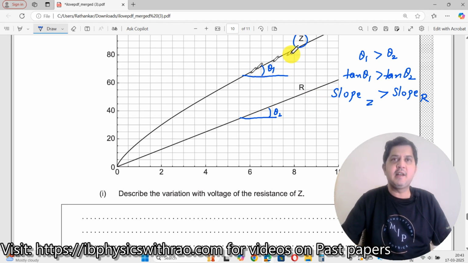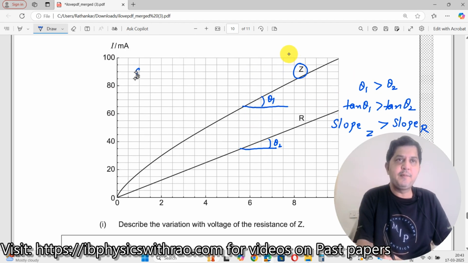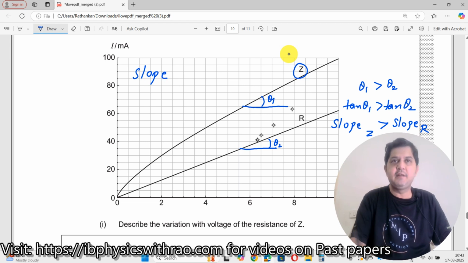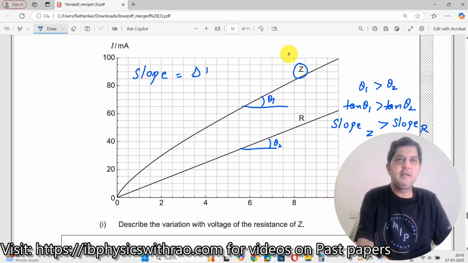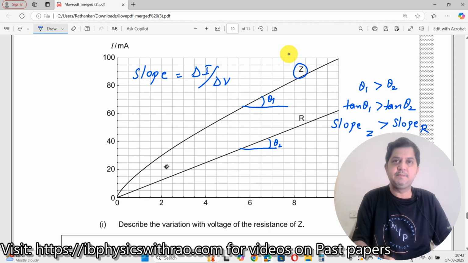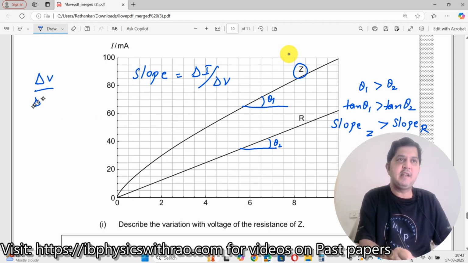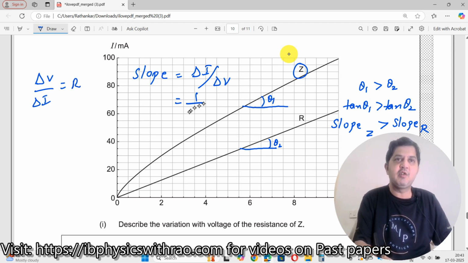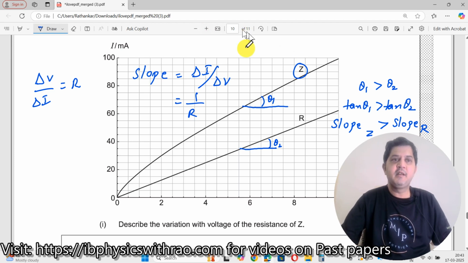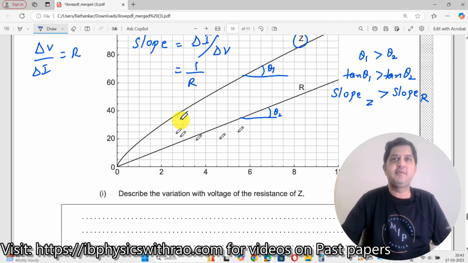Now let us understand what the slope is here. The slope for any of these lines is nothing but delta I divided by delta V. But we know that delta V divided by delta I is equal to resistance R. So therefore this should now be equal to 1 by resistance. Now we have got all the information from the graph. Now we need to write over here.